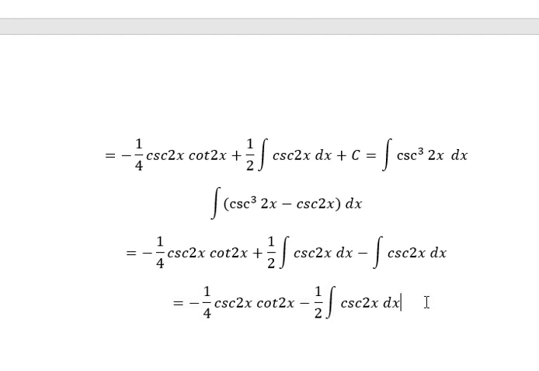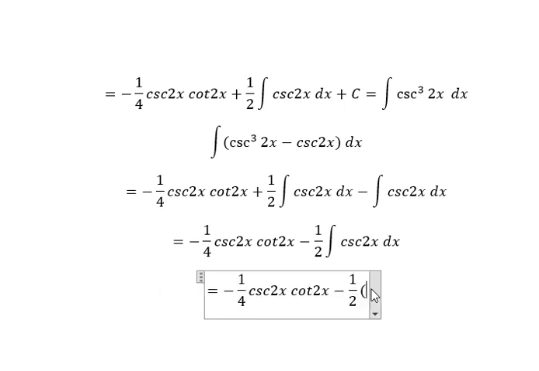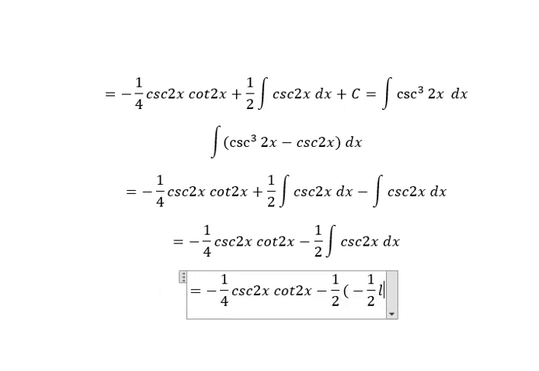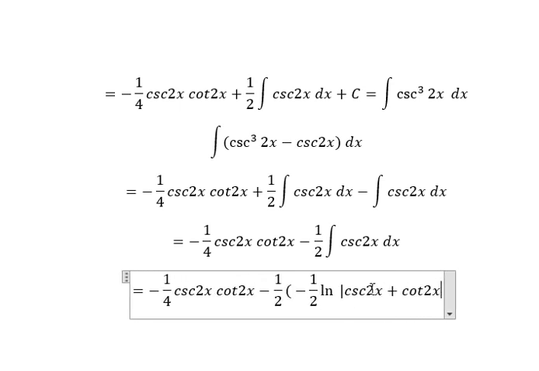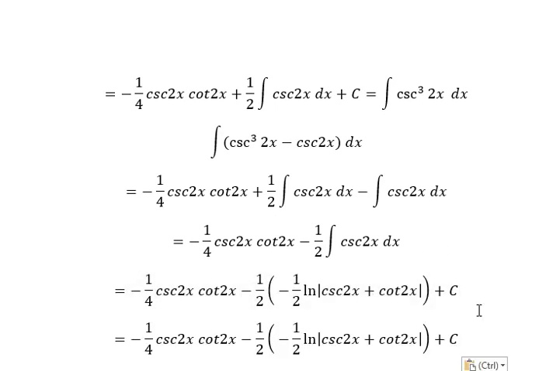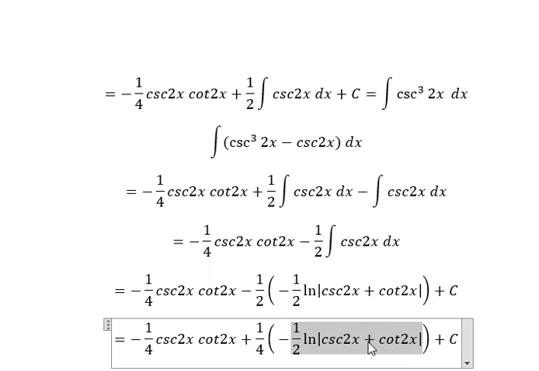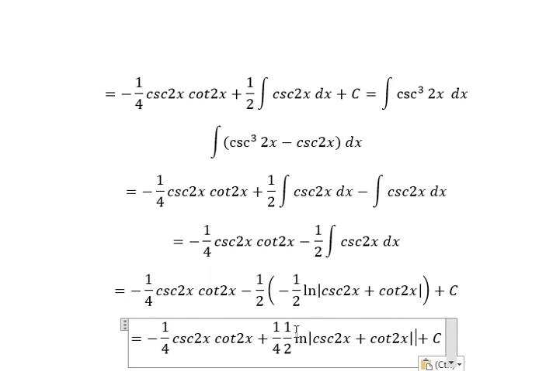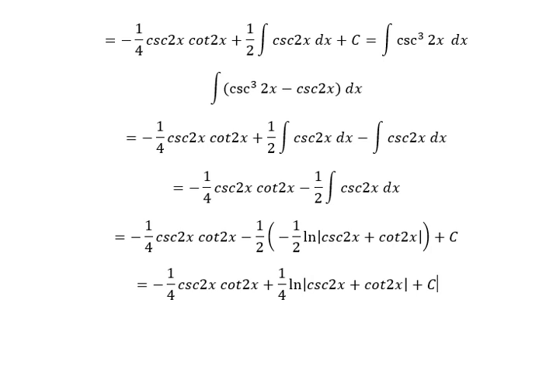And now the integration of cosecant of 2x is negative 1 over 2 ln of the absolute value of cosecant of 2x plus cotangent 2x, and we put c in here. Negative 1 over 2 multiplied by negative 1 over 2, you get positive 1 over 4. And this is the final answer we need to find in here.